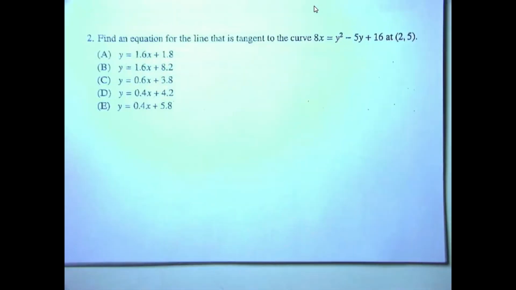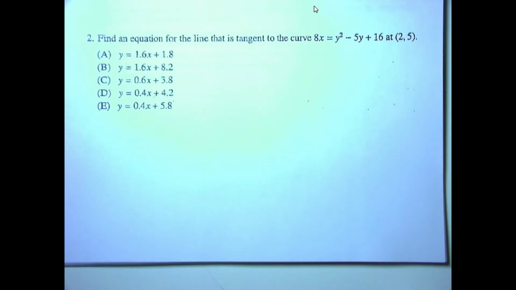It says, find an equation for the line that is tangent to the curve 8x equals y squared minus 5y plus 16 at the point (2, 5). All right, so there's no way for me to express this as a function y in terms of x. Therefore, I'm going to have to use implicit differentiation. I'm going to find the derivative with respect to x.